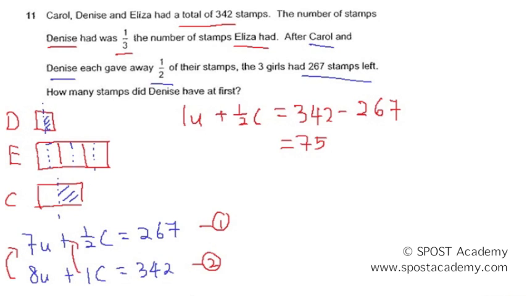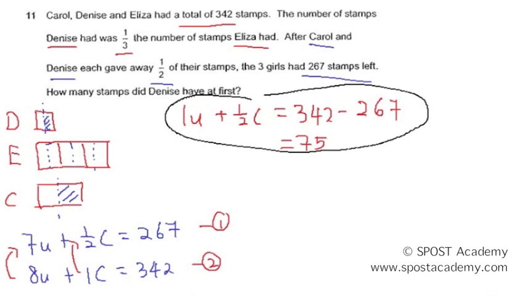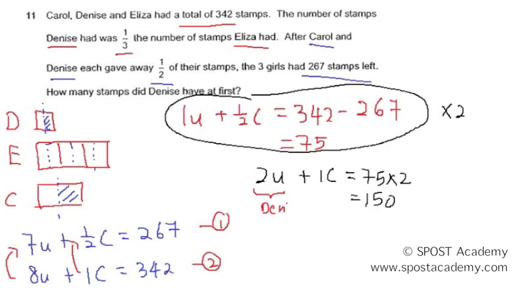Now the next step I can do is to multiply this whole equation by 2. If I do this, I will have 2 units plus 1 full Carol equals 75 times 2, which is 150. Now, if you look at this, you will realize that the 2 units represent Denise from the model, and plus 1 full Carol is equal to 150.